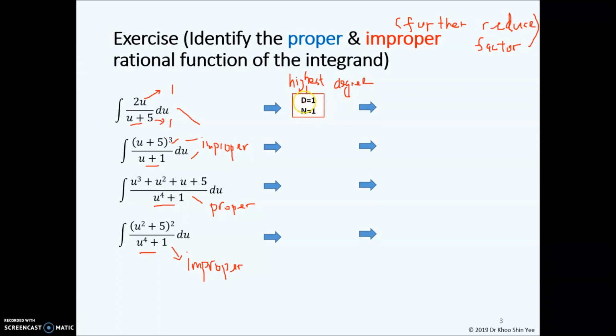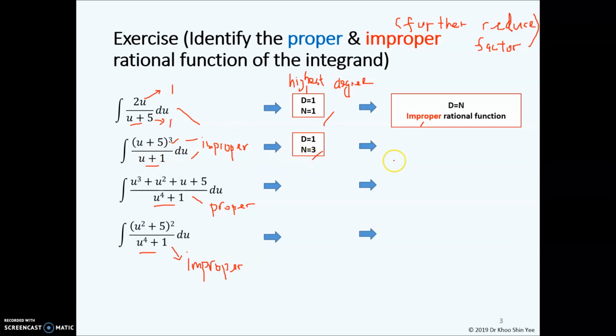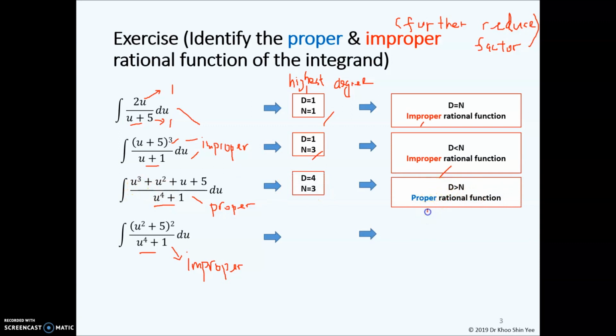For the denominator d and numerator n, you have 1 and 1 here. So as we discussed, this is improper. For this one, we have numerator n as 3, and at the bottom is 1, right? So this is improper as well. This one, the d is 4 at the bottom, n is 3 at the top. So this is proper. And lastly, 4 at the bottom, 4 at the top, right? So this is improper.